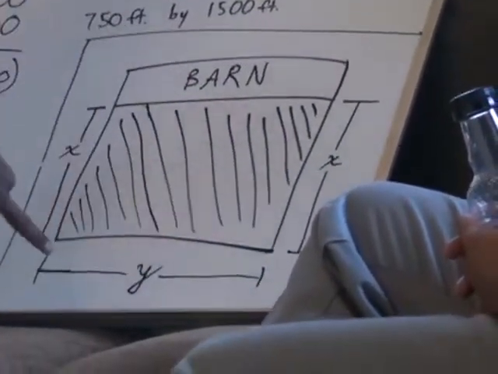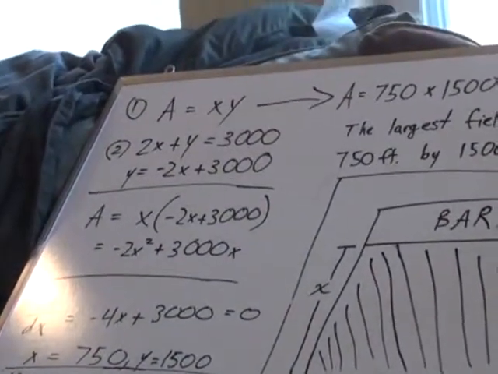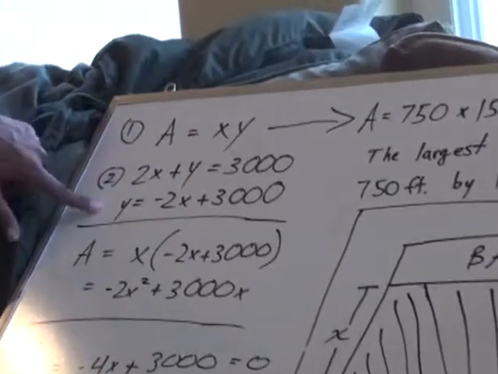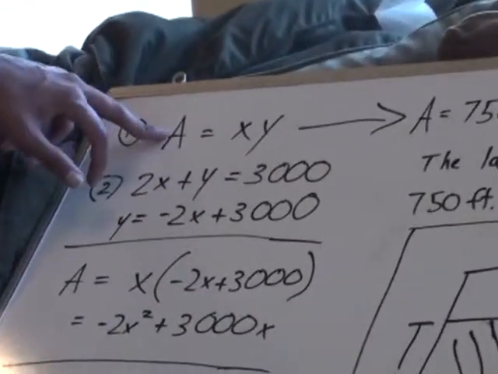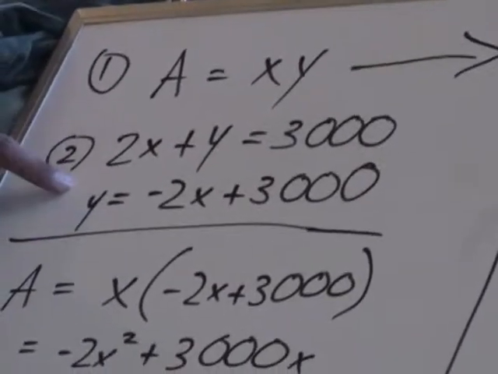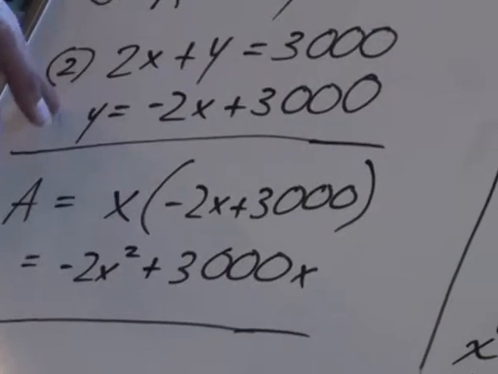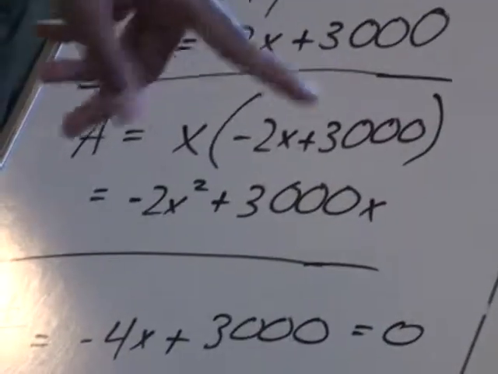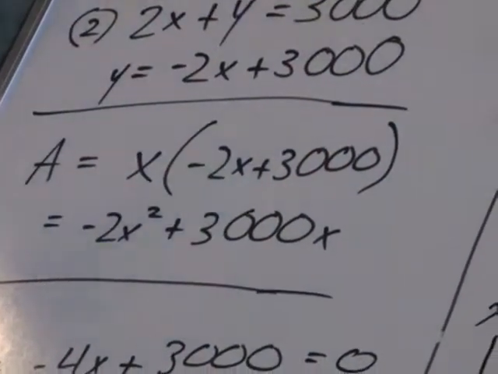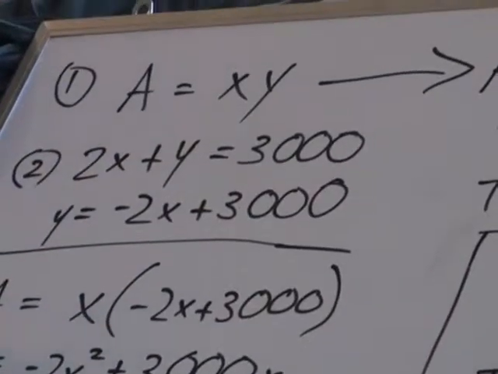Okay, now we have 3 sides to work with: 2 x's and 1 y. Now we have 3,000 feet of fencing. In optimization, we have 2 equations, our primary equation and our secondary equation. Our primary equation is what we have to work with later once we derive it. But right now we are going to solve for y in our secondary equation. Since our secondary equation is for perimeter, we have 2x plus y equals 3,000 feet of fencing. Once we solve for y, we get y equals negative 2x plus 3,000.